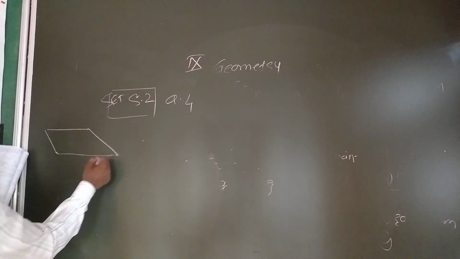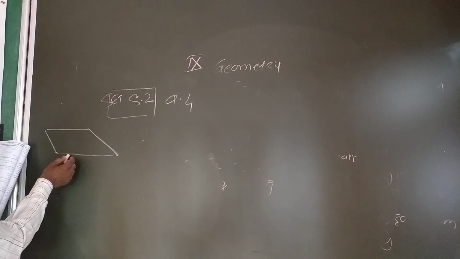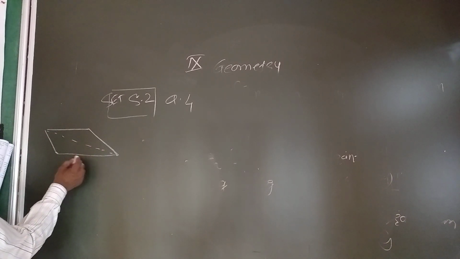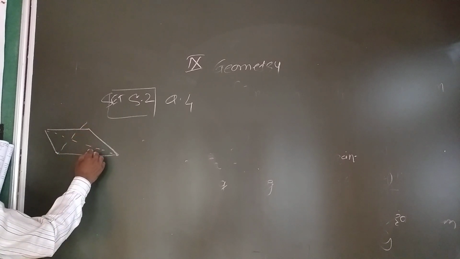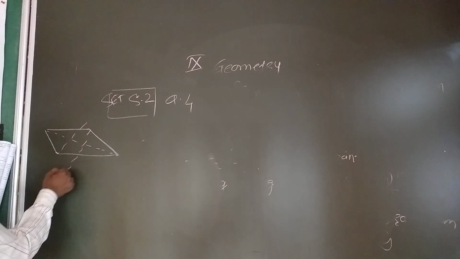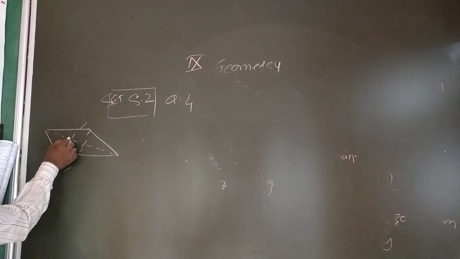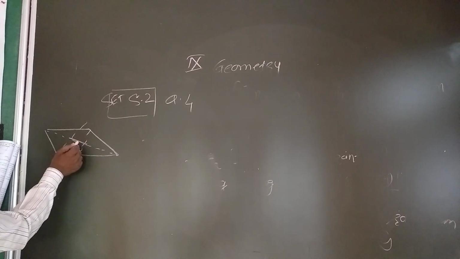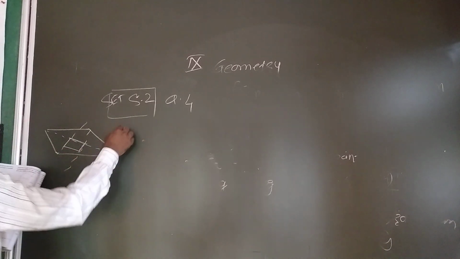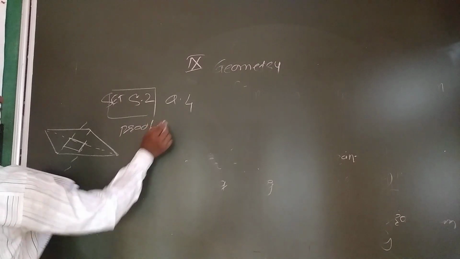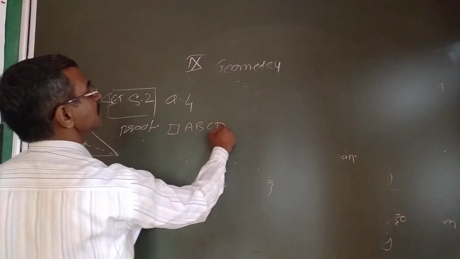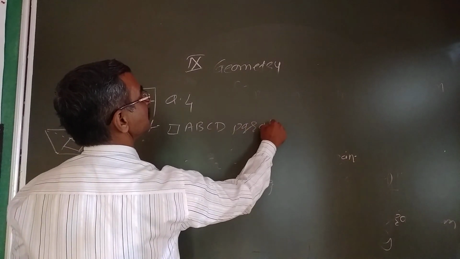We observe the diagram here. We are drawing here. So we will get this type of diagram. So we start the proof. Given: ABCD is a parallelogram.